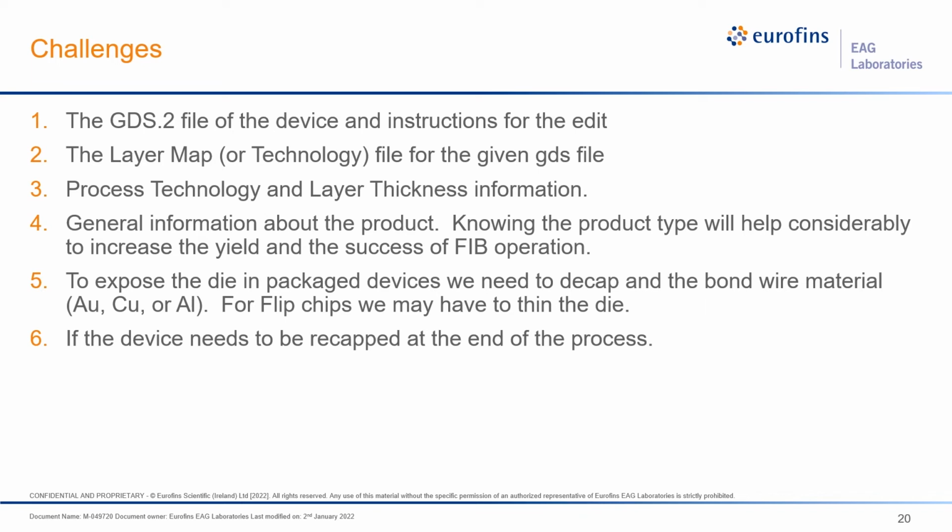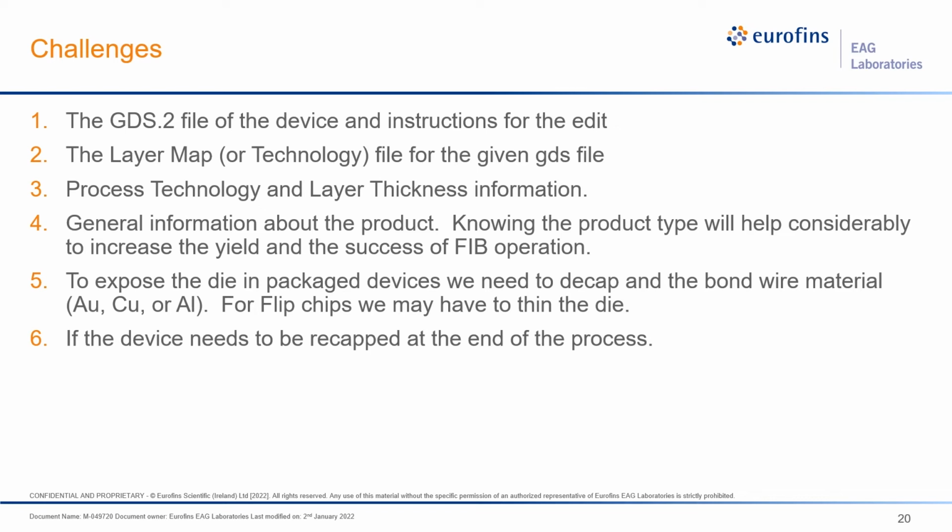Now with that, we need the layer map or the technology files as well. It's very helpful for us to have the process technology and the layer thickness information so that we can understand the timing that's going to be required, and the engineer that's doing the operations isn't having to guess at the thicknesses as they go. General information about the product, knowing the product type and what it's going to be used for, helps us considerably in increasing the yield for the FIB operation. So if we know that leakage is not terribly important, versus a device where the leakage is crucial, then we may choose a different path in order to get the same operation done.